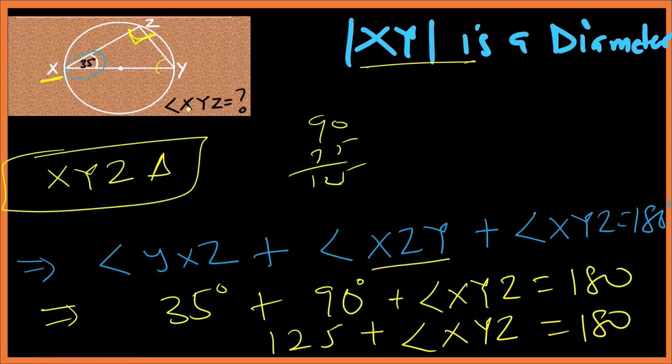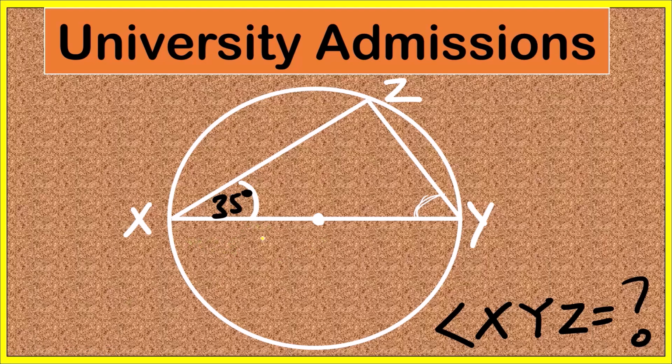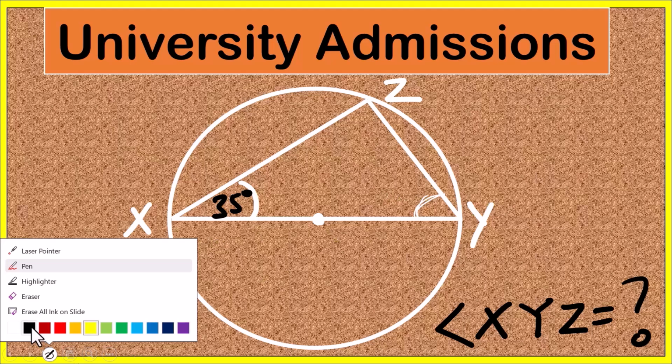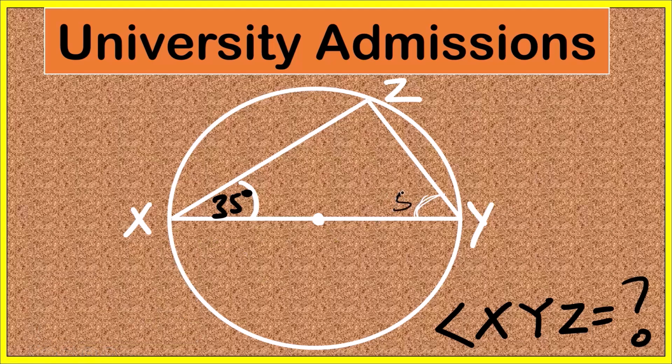So it means angle XYZ here is simply 55, and since XY is the diameter, the angle here is 90.